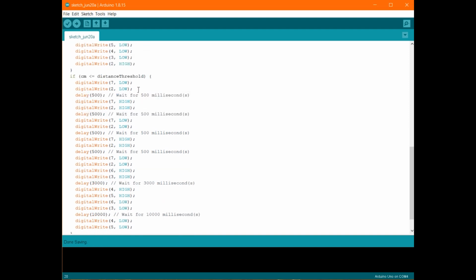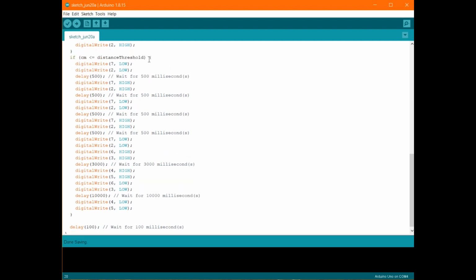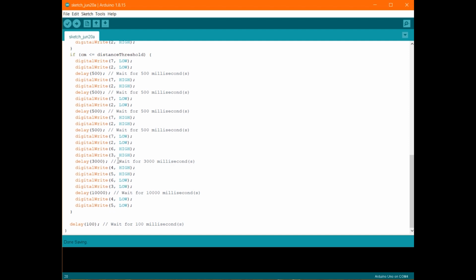The 7 and 2 pins, the green for traffic and the red for pedestrian, will get low, then it will blink: it will get high for 500 milliseconds, then again it will get low. So it will blink 2 times, as we have done in the coding here. After the second blink is over, the 6 and 3 pins, which are for the yellow light for both the traffic and the pedestrians, will glow for 3 seconds, that is 3000 milliseconds.